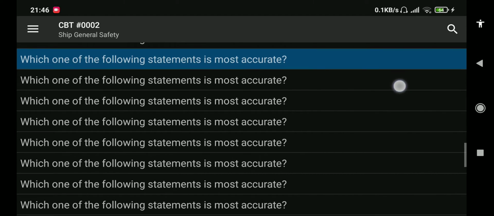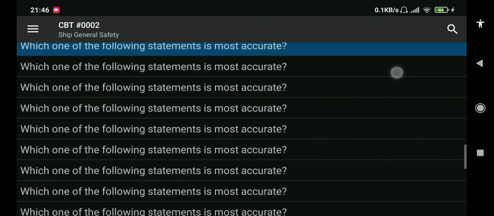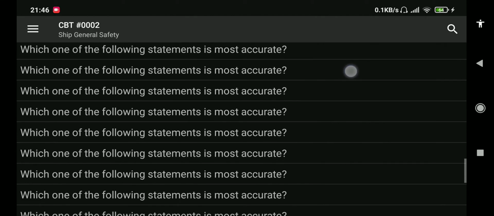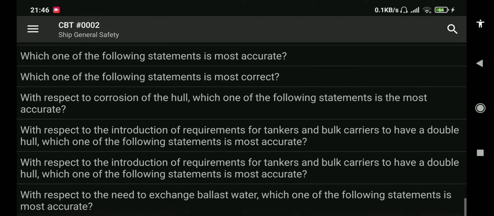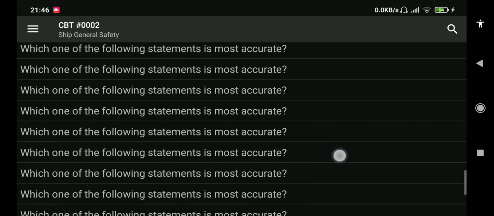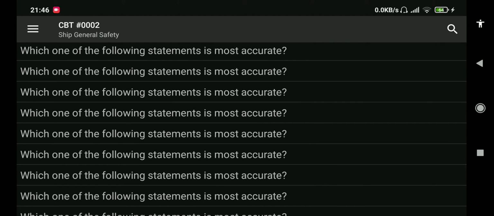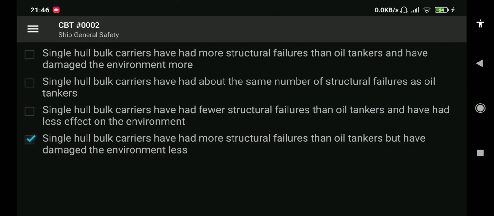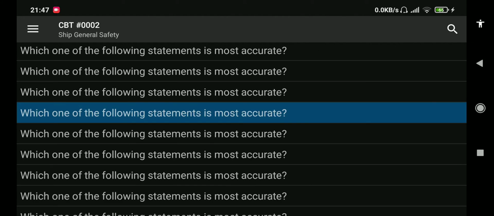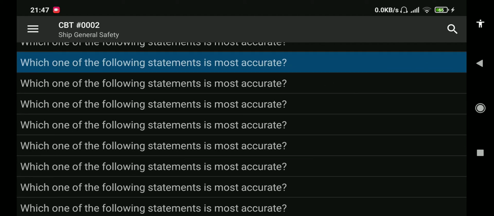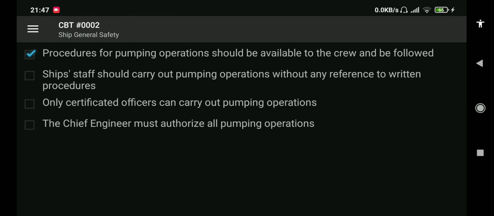Next, so as you can see, all the questions are about which is correct and most accurate. Okay. Single hull bulk carriers have had more structural failures than oil tankers but have damaged the environment less. Next, most accurate: procedures for pumping operation should always be available to the crew and be followed.